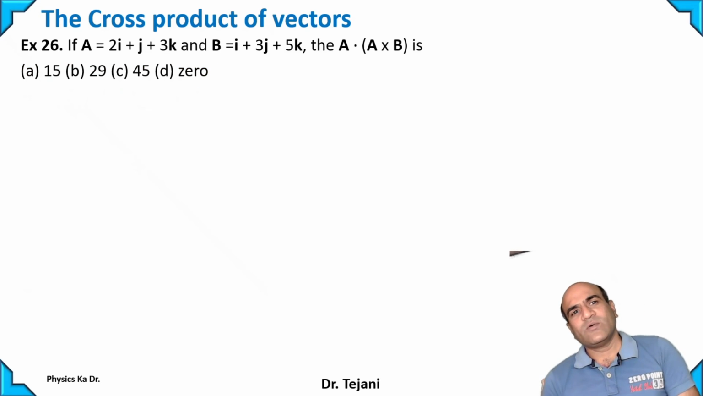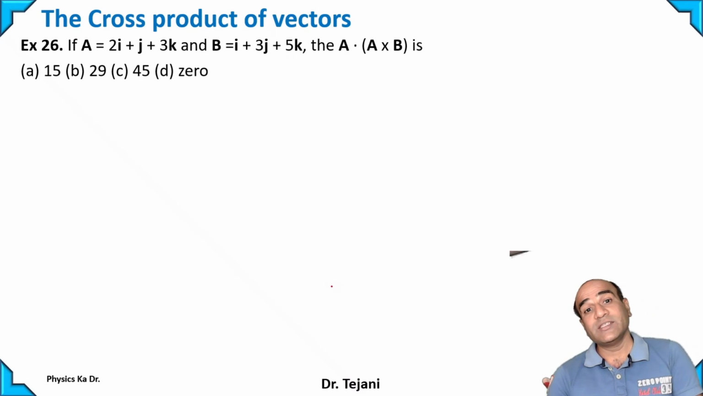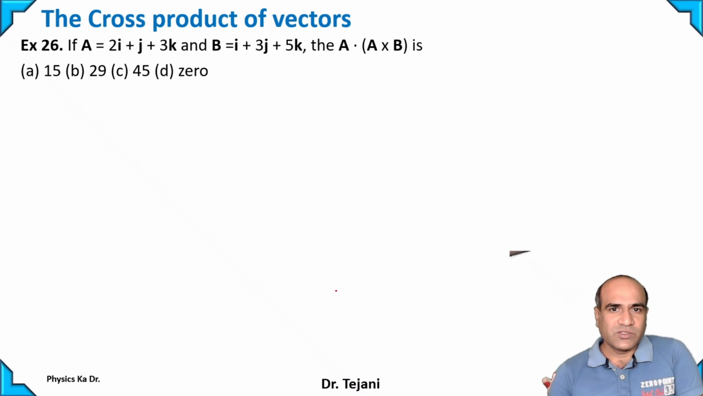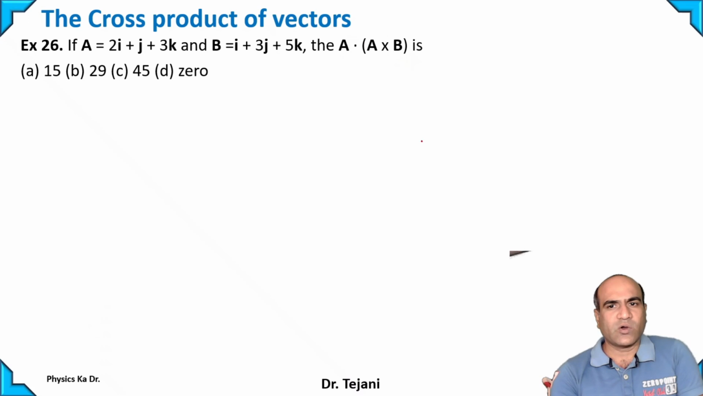And let's have another question. If A is equal to 2i plus j plus 3k and B is equal to i plus 3j plus 4k, and it is given here A dot A cross B. See, whenever you find such kind of question, do not directly go for a solution. Just think about that A cross B. So this A cross B, that means what?